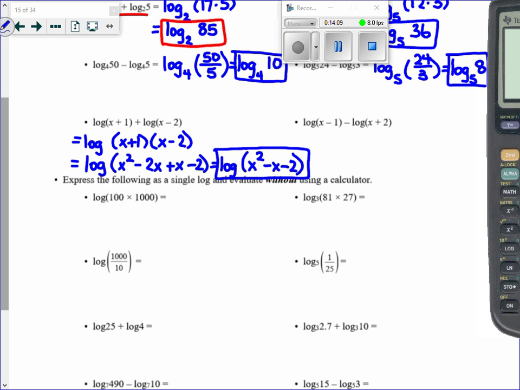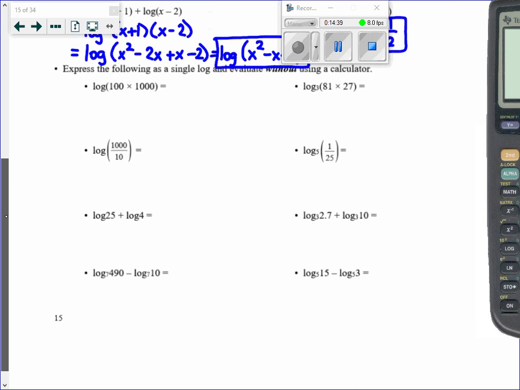Okay, and then I have one more similar to that, but this time both my logs again are in base 10, but this time it's being subtracted. Okay, so this tells me this is a quotient, right? So this is the same thing as log in base 10 of x minus 1 over x plus 2. And I would just leave it like that, because now I've taken those 2 logs and combined them into one single log.